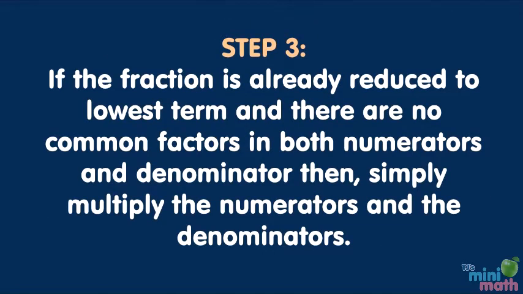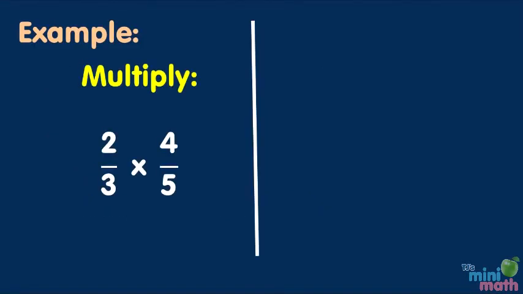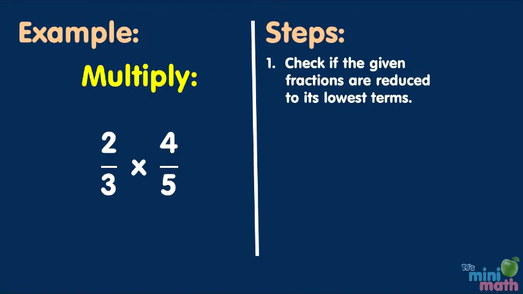Step 3. If the fraction is already reduced to its lowest term and there are no common factors in both numerators and denominators, then simply multiply the numerators and the denominators. For example, multiply 2/3 and 4/5. Here are the steps. Check if the given fractions are reduced to its lowest terms.